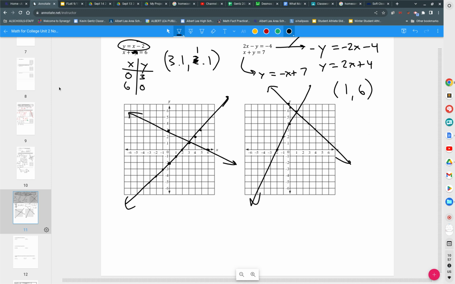I know I did, but go ahead and take some time, see if you can sketch a graph too. That's one more graph. That's one.